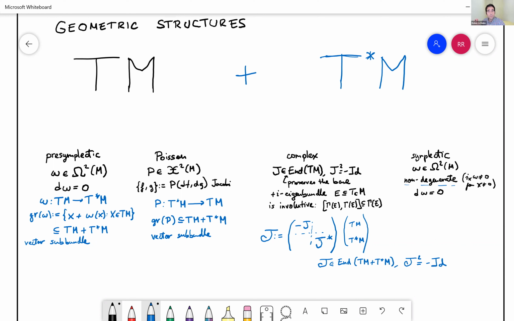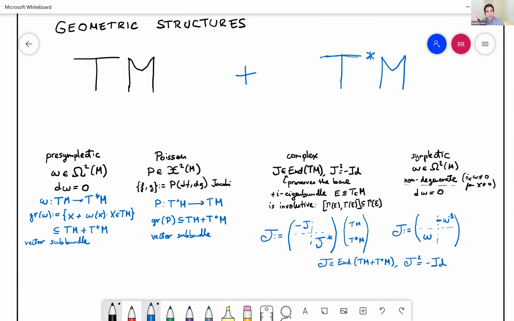Okay, if I'm playing this game that I can put endomorphisms of Tm plus T star m, I can use the off-diagonal entries of those endomorphisms and say, okay, look, if a symplectic form, as a form, takes some vector and gives me a one form, I can plug it in here, omega. And here I can put omega minus 1, and of course, if I want this to square to minus identity, I will have to put a minus there. And this also gives you some map, whose square is minus identity, and it's an endomorphism of Tm plus T star m.